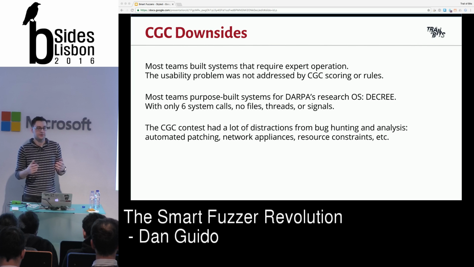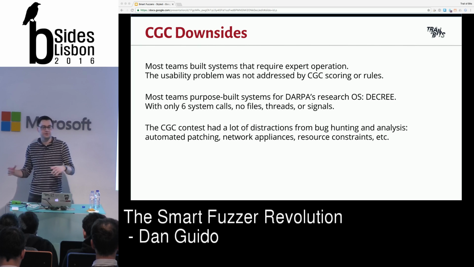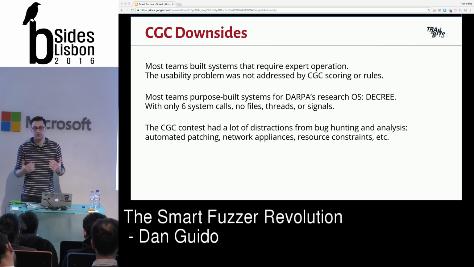They did that with Decree, and as you can see, it's only got 6 system calls, no files, threads, or signals. So now, it's difficult to take tools that were developed for Decree and port them over to Linux, where you have hundreds of system calls, where you do have files, threads, and signals. And that's an ongoing effort for me as well. I have tools that are still custom built for Decree that I'm trying to rip out.